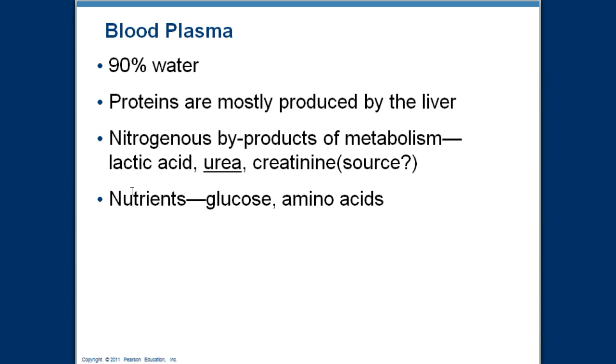Going back to plasma, it is, as it says right there, mostly water, 90% water. There are a lot of proteins in your plasma. Many of these are produced by the liver, and we don't really have time to go into all the different kinds of proteins that you find in the plasma. There are also byproducts of metabolism, many of which contain nitrogen. The most common nitrogenous waste in your bloodstream is urea.